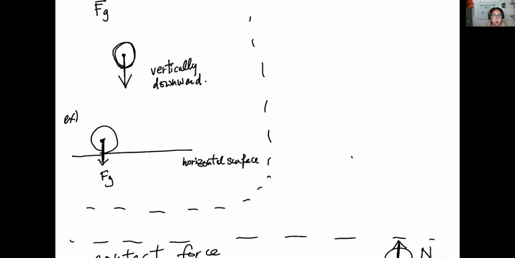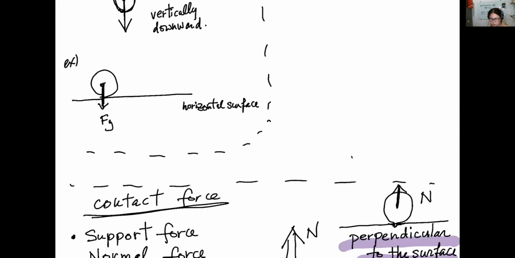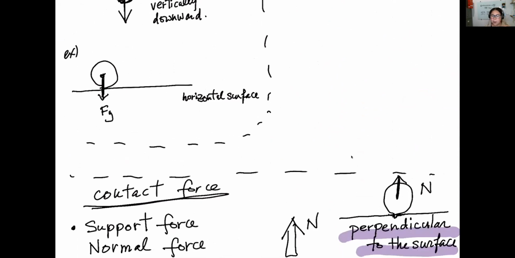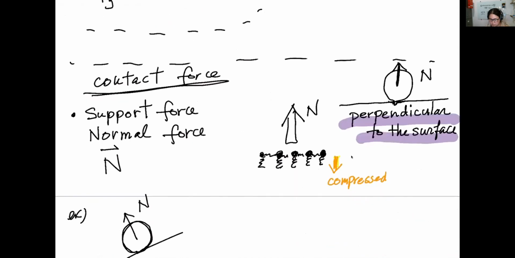You will need to know how to find the magnitude of all these forces. It depends on the case. But here, I want you to know the direction of the force. For gravitational force, it's always vertically downward. The support force or normal force is always perpendicular to the surface.